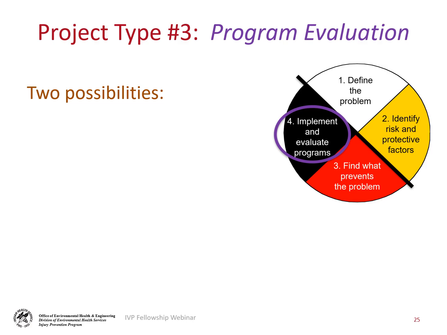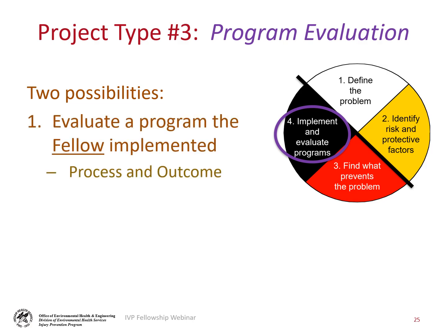The third type of project is about program evaluation. The focus is on what results from a program, so it evaluates both the process and the outcome. There are two possibilities for this third project type. In the first, the fellow evaluates an intervention or program that they are currently implementing or had implemented previously. The fellow would analyze the results from both process and outcome measures.